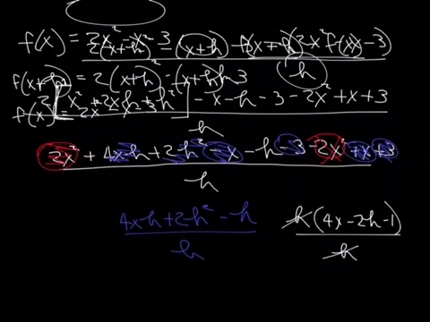So that means my difference quotient is 4x minus 2h minus 1. And I'm done. Okay? So that's the difference quotient. Now we're going to jump into the composition of functions.